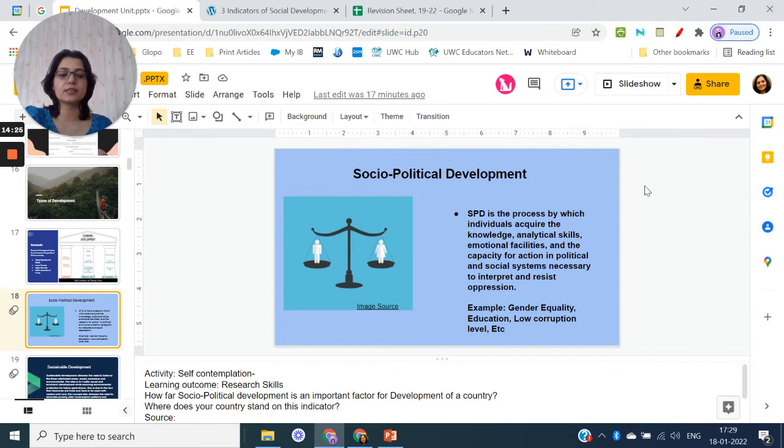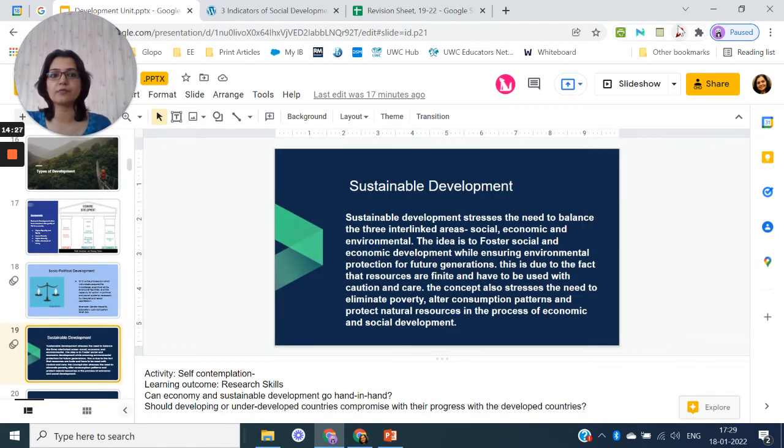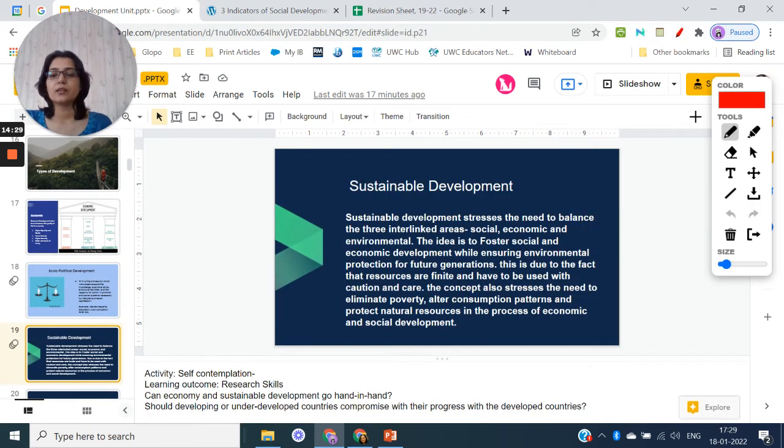The next type is sustainable development. Sustainable development does not necessarily need to be studied from an environmental point of view. You can think of sustainable progress, sustainable growth and everything, but here we are considering sustainable development from an environmental point of view. Okay, because we have already discussed economic development, social development, and political development, and now this is sustainable development.